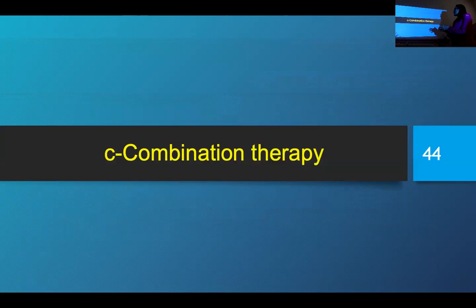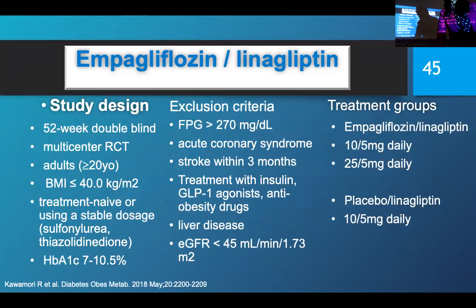Now, the last trial we're talking about is a combination therapy. So they investigated the effect of empagliflozin and linagliptin. Linagliptin is a DPP-4 inhibitor, or a dipeptidyl peptidase inhibitor. So this linagliptin lowers the blood glucose by increasing the production of insulin, glucose-dependent insulin production.